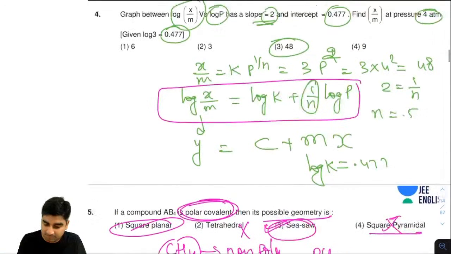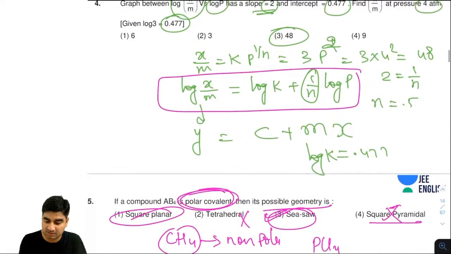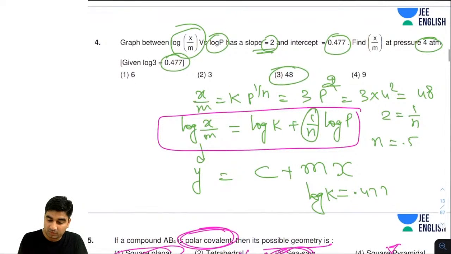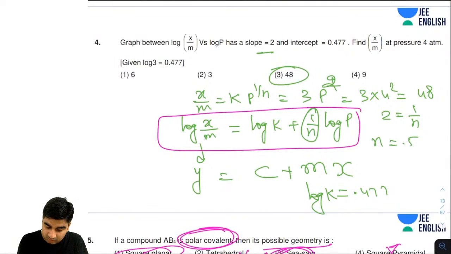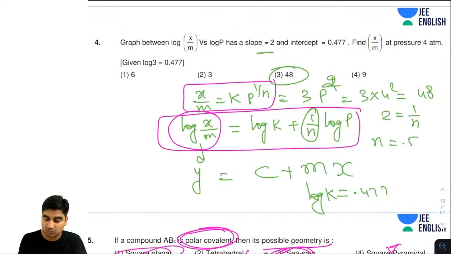Sir, please repeat the previous question. Okay, just see it. The previous question. Now what is it saying in the previous question? Yes. Now it is saying log x by m. I know that x by m is equal to k into p raised to the power 1 by n, right?